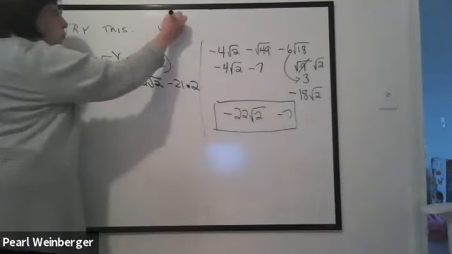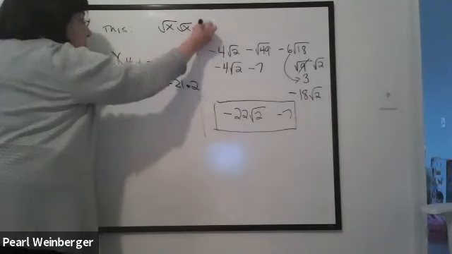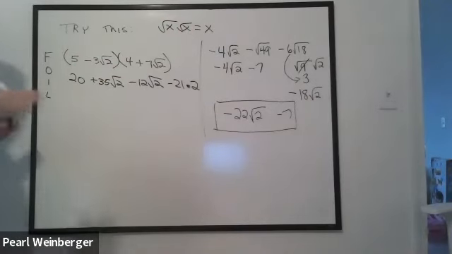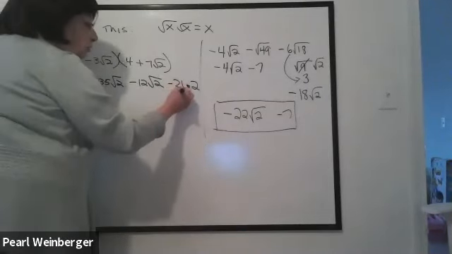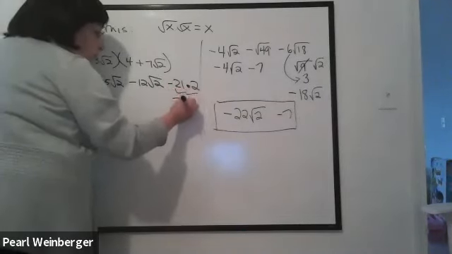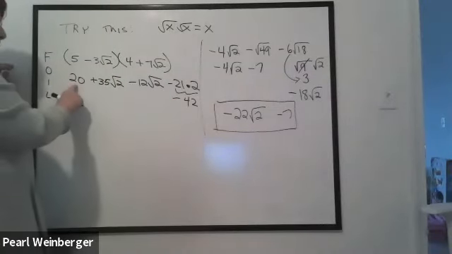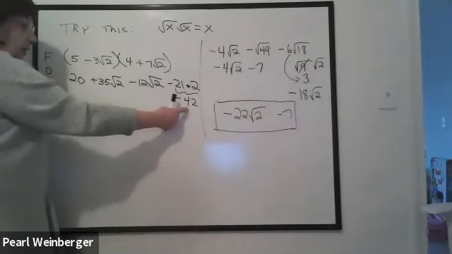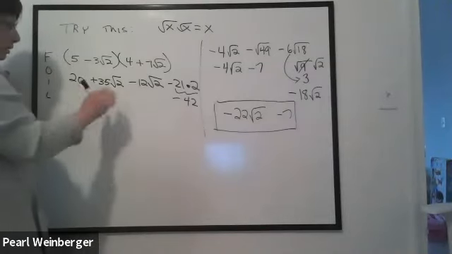Remember a special rule: the square root of x times the square root of x always just gives me x. When you multiply a radical by itself, it just removes the radical. You're just left with what's inside the radical. Which means that this is now a negative 21 times a 2, which is negative 42. And now I can combine the like terms. There's a positive 20 and a negative 42 that are not attached to any radicals, so those are like terms.